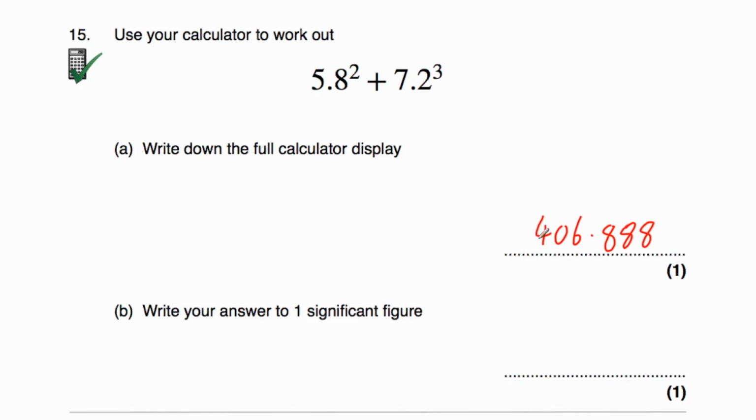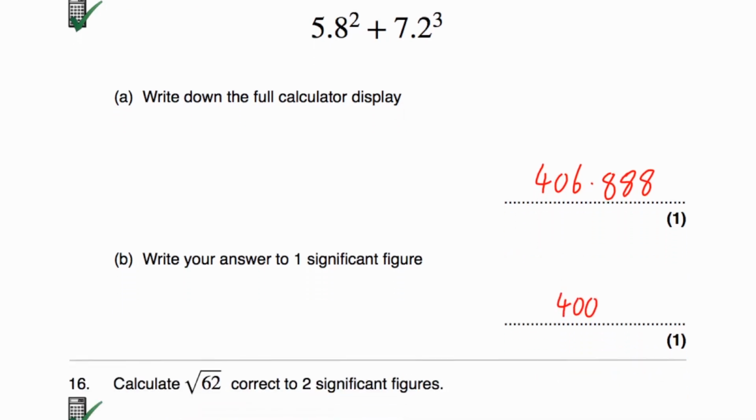So that means we want 1 digit followed by zeros. So our choices are either going to be 400 or 500. And this number is much closer to 400, so our answer will be 400. And that's it. Okay, let's have a look at question number 16.